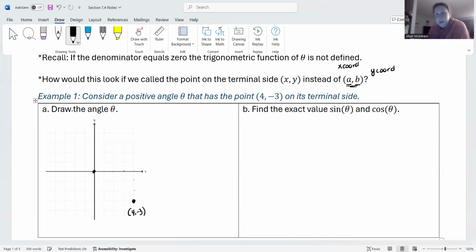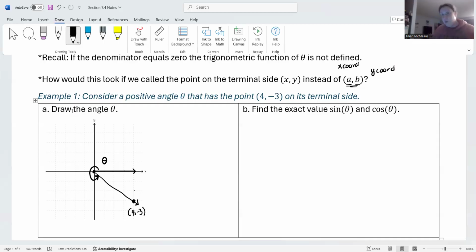So we're going to draw this in standard form. We have our vertex at the origin. We have our initial side on the positive x-axis, and then we're going to sweep open in the counterclockwise direction with our terminal side being right here. So this is theta, okay?